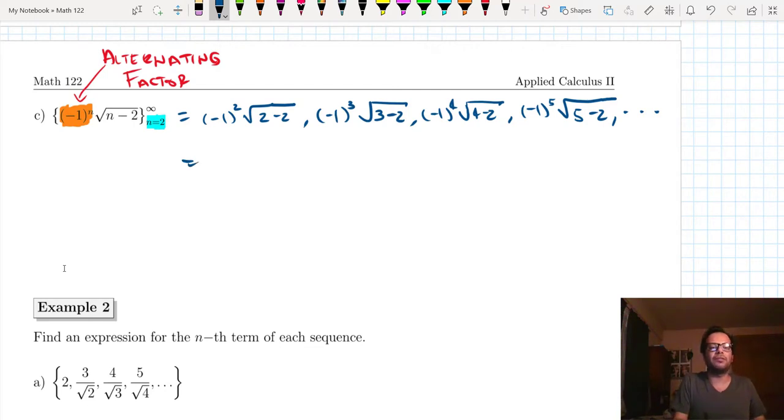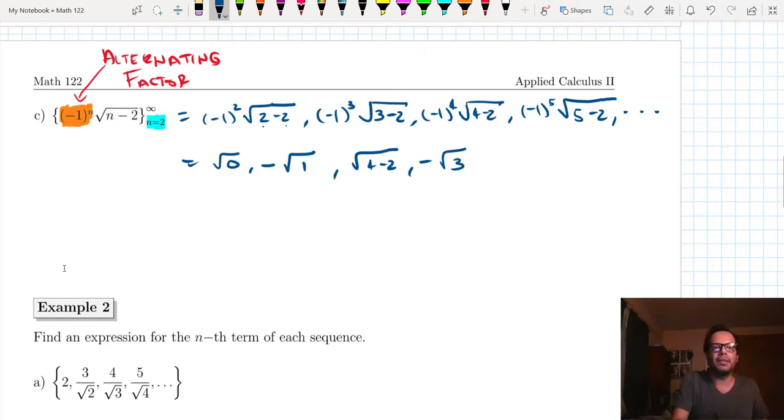So in this case, what do we have? We have negative 1 to the second power, which is going to turn this into a positive, and then 2 minus 2, that's going to be the square root of 0, comma, negative 1 to an odd power is going to be a negative 1 that multiplies the square root of 3 minus 2, which is 1, comma, negative raised to an even power, that's a positive, and that's going to be the square root of 4 minus 2, comma, and then an odd, and that's going to be negative, and then 5 minus 2, that's 3.